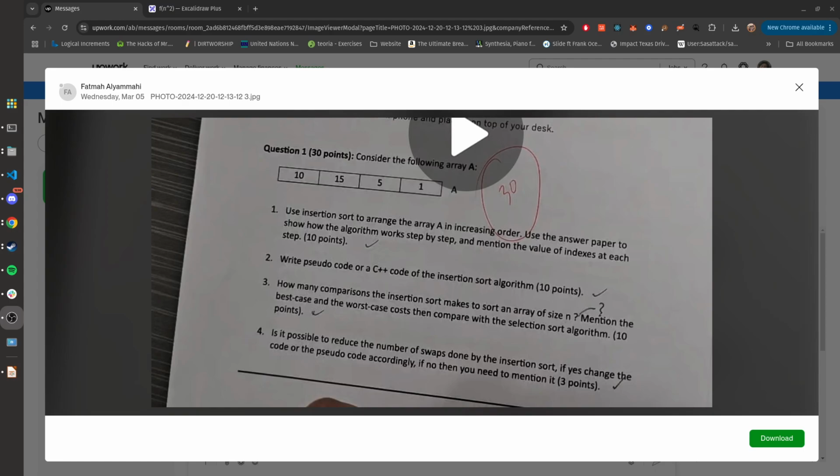Oh, I actually didn't cover insertion sort, so I'll cover that at some point. Did I? Either way, it's not going to be in this video.